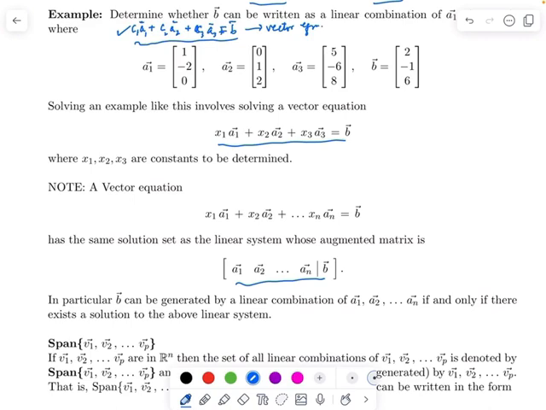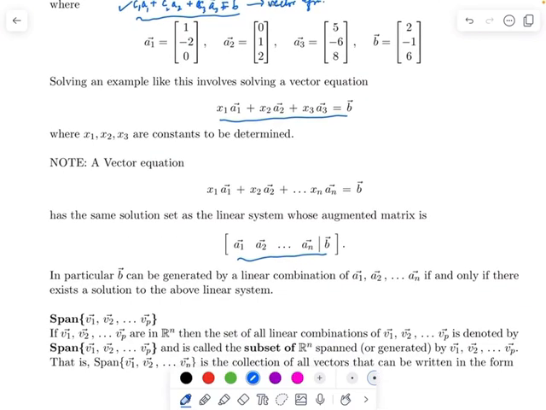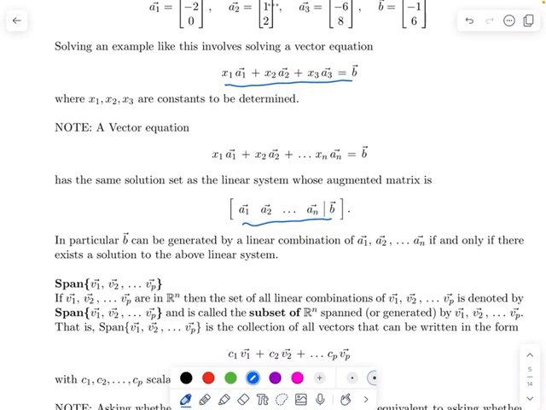So we say that b can be generated by a linear combination of these vectors if and only if there exists a solution to the above linear system. If there is no solution, then we say b cannot be written as a linear combination of the vectors. Okay, I will solve this example later. I think I will stop here and do the rest in the next video, so that the video doesn't get too long.